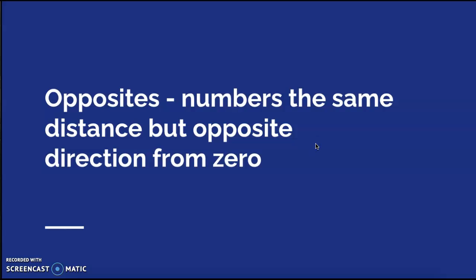So again, please copy this into your notebook. Opposites are the numbers that are the same distance but opposite direction from 0. Pause this so you can copy it. You may also want to just write down an example of 4 and -4 are opposites.